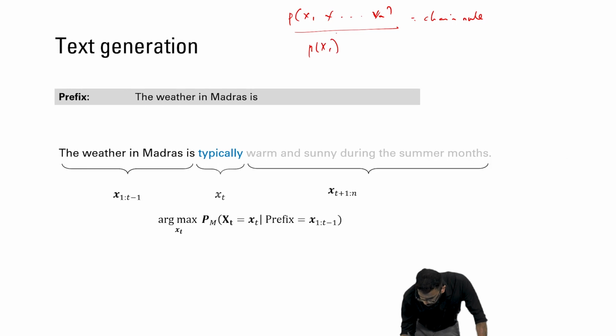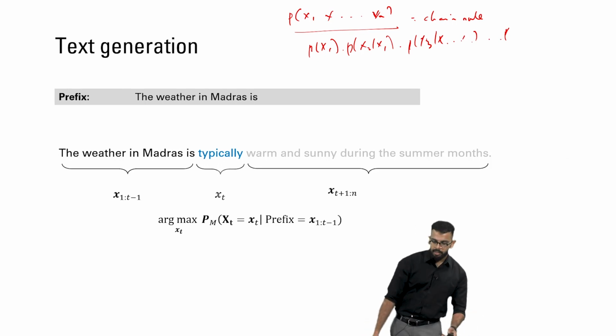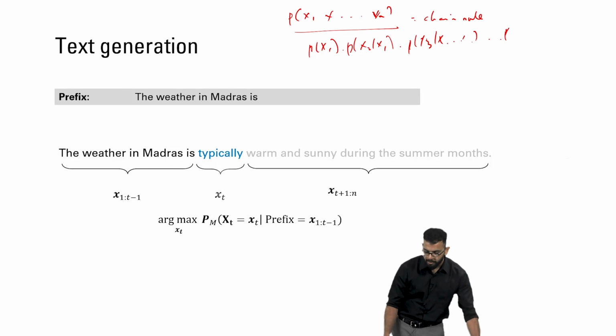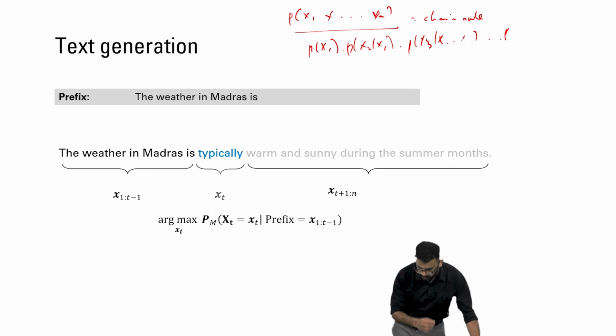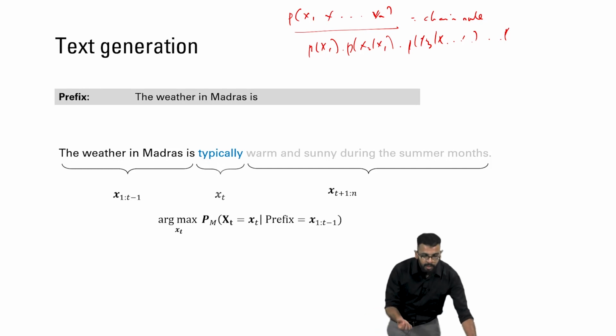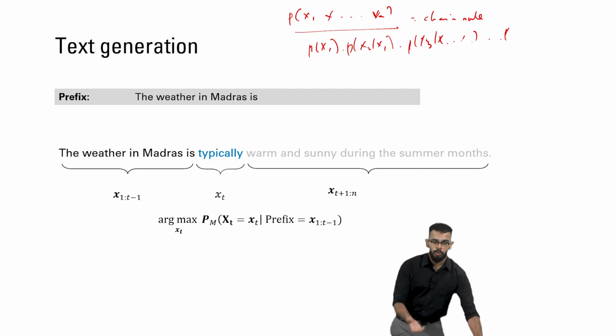I can write it down as p of x1 times p of x2 given x1 times p of x3 given x1 comma x2, etc. until p of xn given x1 to n minus 1, right? This is basically the chain rule of probability, but if you write it down this way, you call this an autoregressive formulation, right? So you generate one token at a time, conditioning on whatever you have generated so far, right?